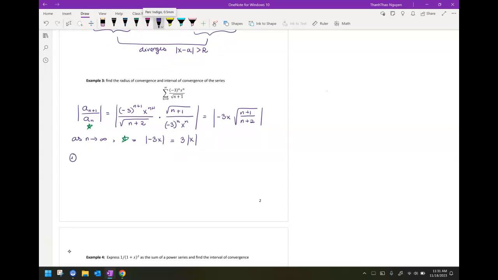First one, 3 absolute value of x is less than 1. Okay, this is where it converges. That implies the absolute value of x is less than 1/3. Okay, so then this means x is in the interval of negative 1/3 to 1/3, and this is where it converges.